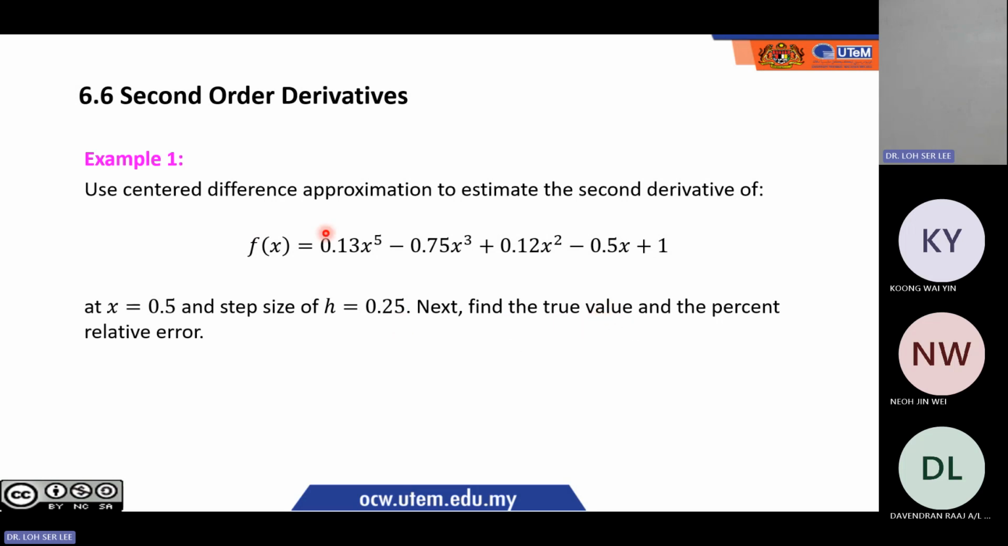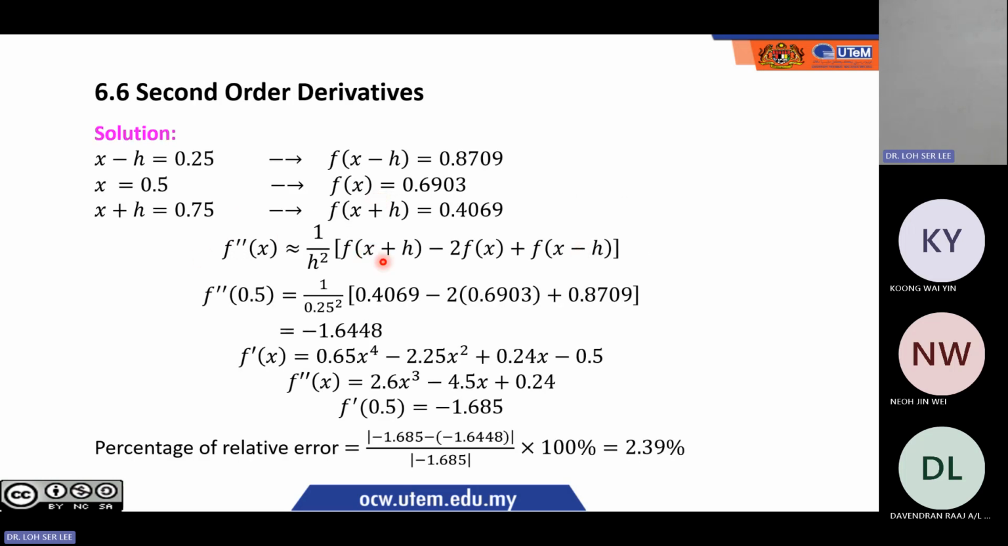To get the true value, you need to differentiate this function twice and substitute x by 0.5. To get the percent relative error, you use true value minus approximation, divided by the true value, times 100%. Now we look at the centered difference approximation. This is the formula for the second order centered difference approximation. What we need is the current point, one point before, and one point after.